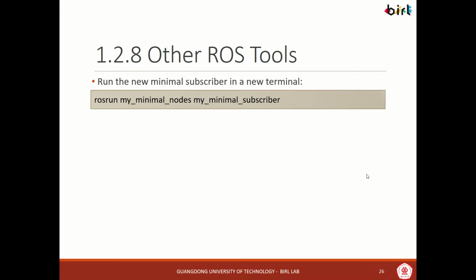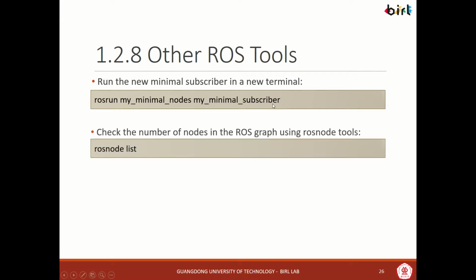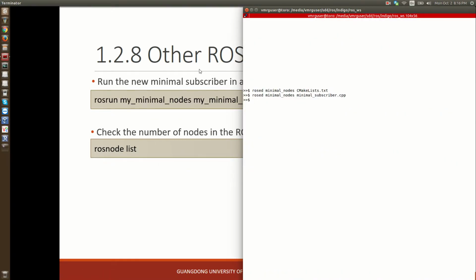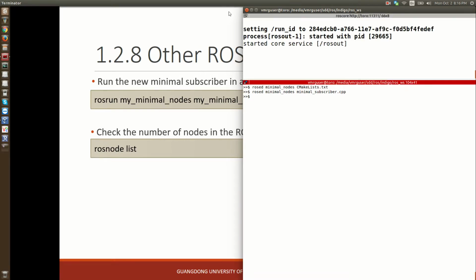Okay. So we have this minimal subscriber in our system, and we want to run that. I think this is not my minimal subscriber. I'm sorry, this is just minimal subscriber. I will fix that in the slides later. So here we have ROS core from before, and we can run this subscriber by saying rosrun minimal nodes, minimal subscriber.